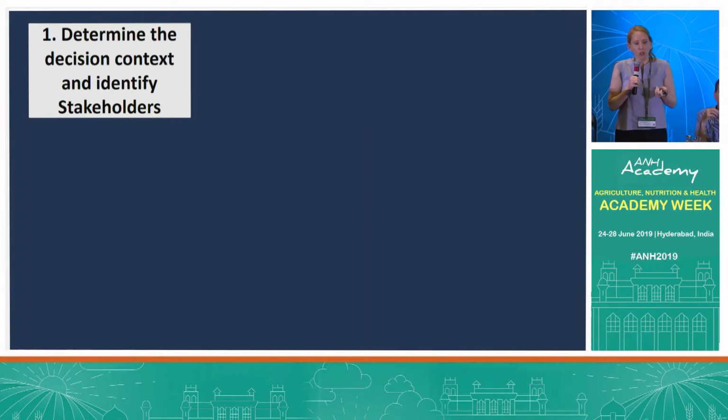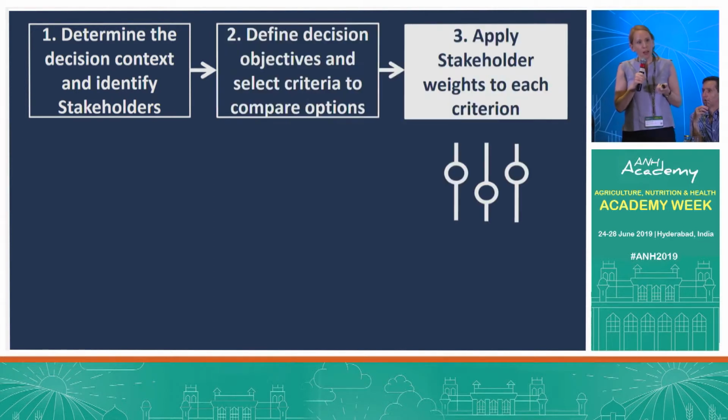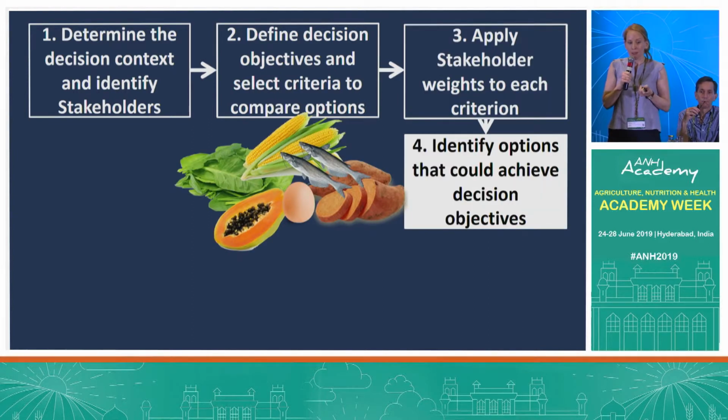Now, into how the model actually works, and this is a very simple version. You start by determining your decision context and identifying who your stakeholders are that are going to put inputs into your model. Then you work out what your decision objectives are and define those criteria. You work with your stakeholders to weight the criteria in different stakeholder groups. And then you identify what sort of options you might want to compare.